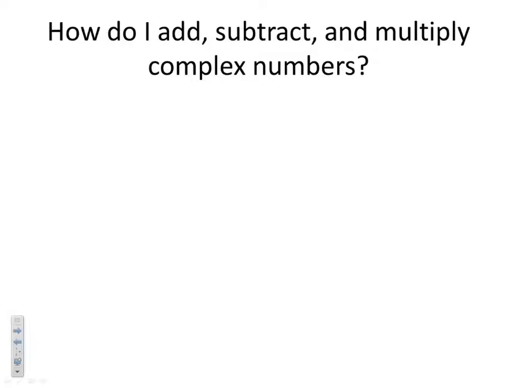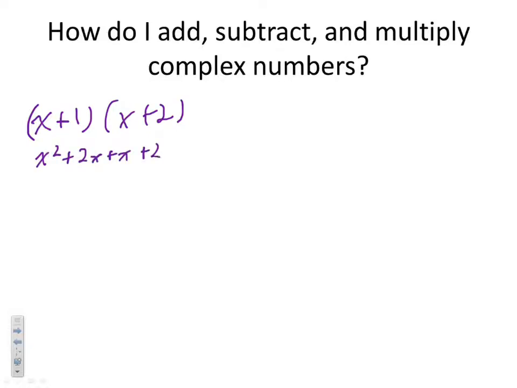How do I add, subtract, and multiply complex numbers? All right. It's easier if we think of complex numbers as a binomial in terms of x, right? Everybody in this room or at home right now should know how to multiply x plus 1 times x plus 2 together. Remember, you used to FOIL when multiplying these together, right? So it's x squared plus 2x plus x plus 2. And then you combine like terms and you get x squared plus 3x plus 2, right?